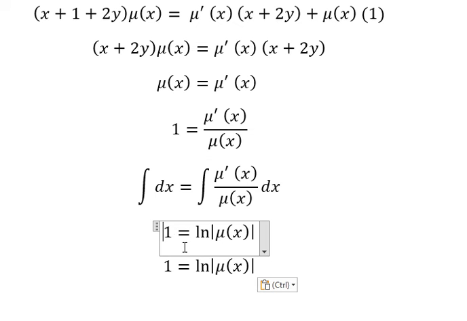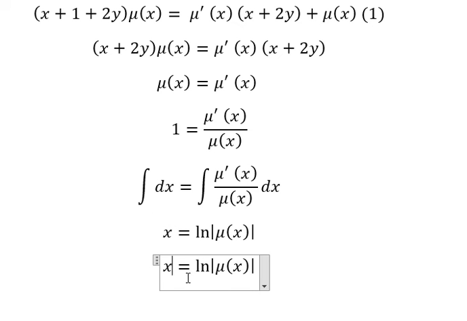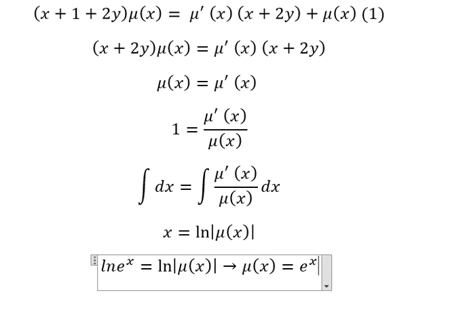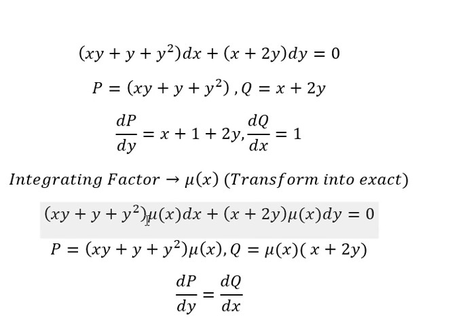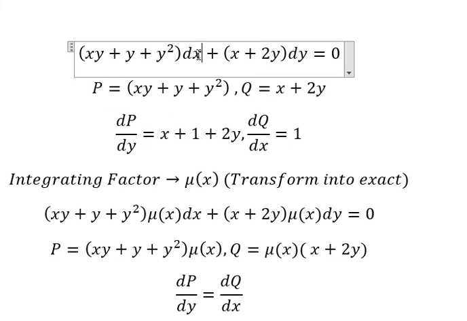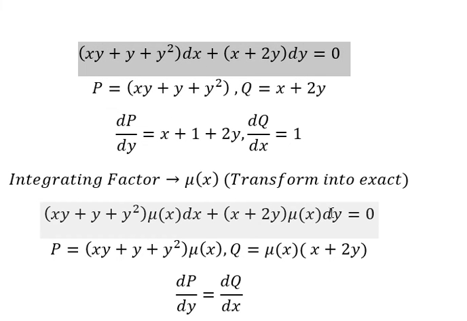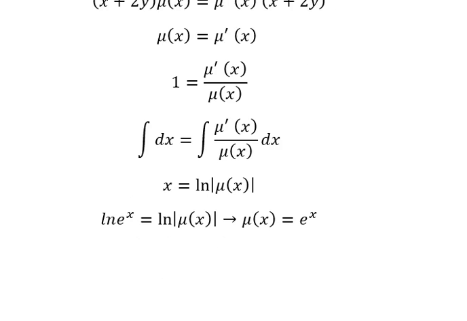So this is about s, not number 1, sorry. So about s, that is ln e to the power of s. So in this situation, mu x equals e to the power of s. That means we change mu x into e to the power of s when we multiply for both sides.